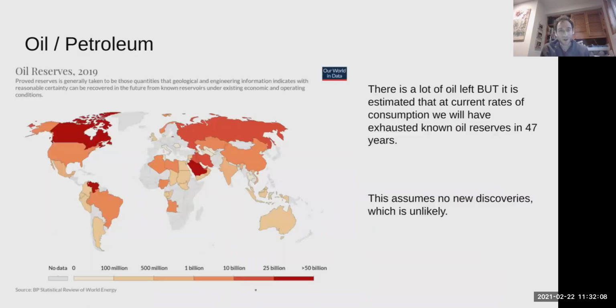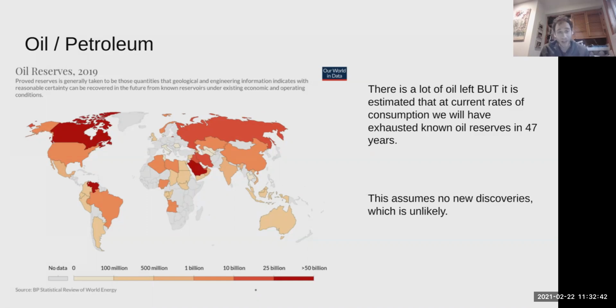So how much oil have we got? Well, a lot. There's a lot of oil left, but we use a lot of it. Now, oil is concentrated. It's not evenly distributed throughout the world. We know the Middle East has tons of oil reserves. Canada has enormous oil reserves. Venezuela, right here, has really big oil reserves. Brazil has a lot. The US has a lot. Russia has a lot. And where we have oil reserves, they are being extracted.